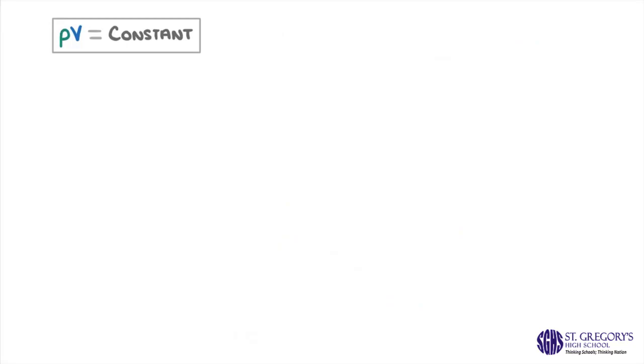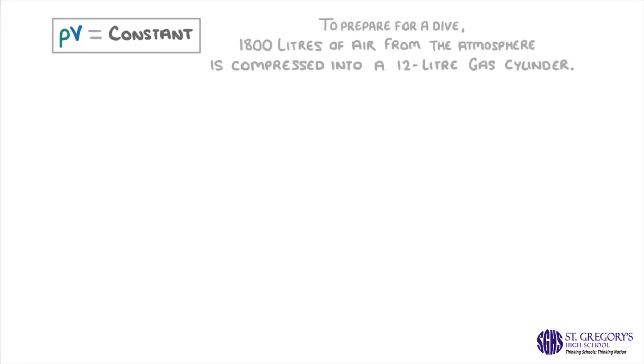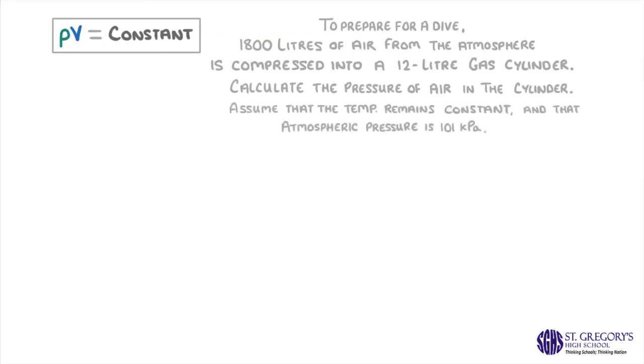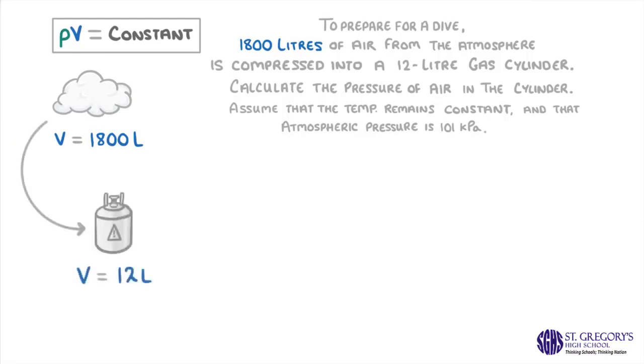Let's try one more. To prepare for a dive, 1800 litres of air from the atmosphere is compressed into a 12-litre gas cylinder. Calculate the pressure of the air in the cylinder. Assume that the temperature remains constant and that atmospheric pressure is 101 kilopascals. In this question, it's a bit more difficult to see which values we're meant to use where. We're basically taking a volume of 1800 litres of atmospheric air and compressing it into the much smaller volume of 12 litres at an unknown pressure.